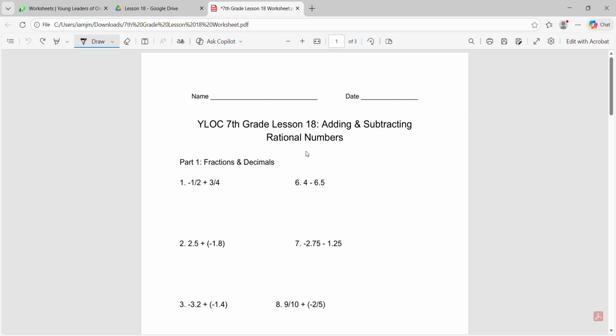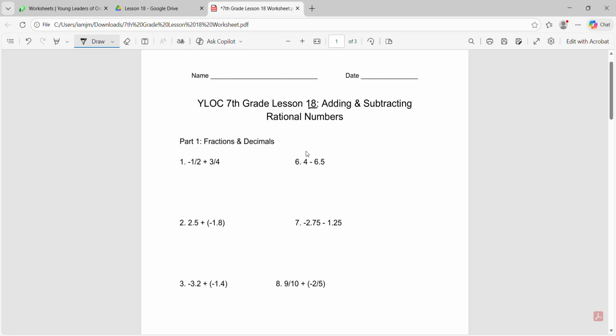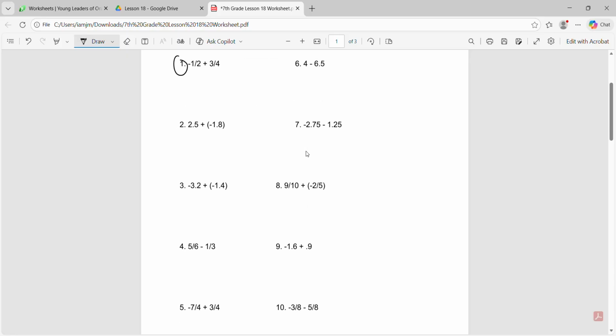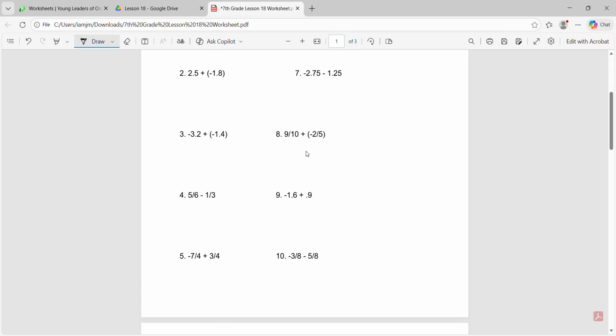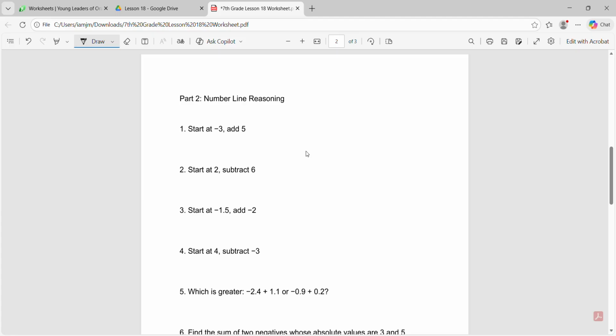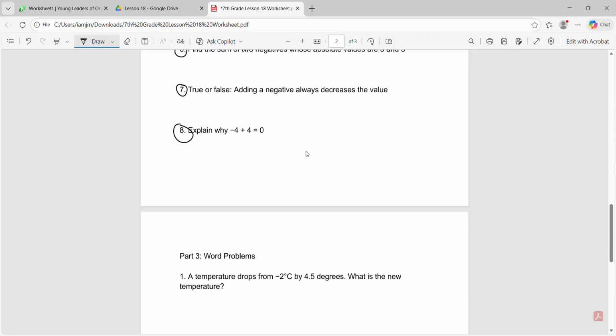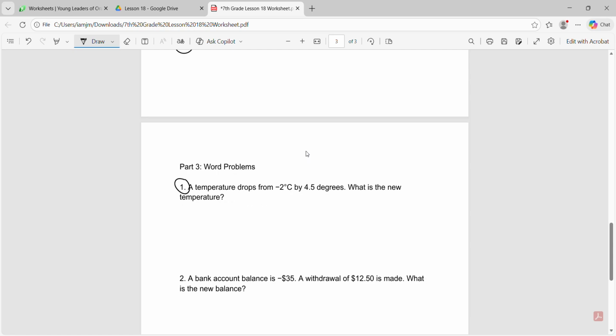Hi, today we're on lesson 18, adding and subtracting rational numbers. For part 1, we'll do all the odd numbers, 1, 3, 5, 7, and 9. For part 2, we'll do 1, 3, 5, 6, 7, 8. For part 3, we'll do questions number 1 and 2.